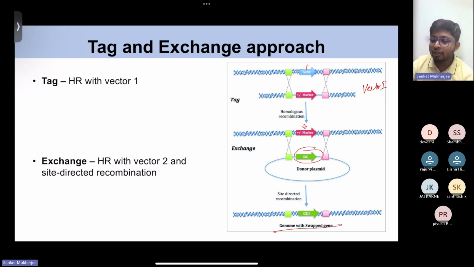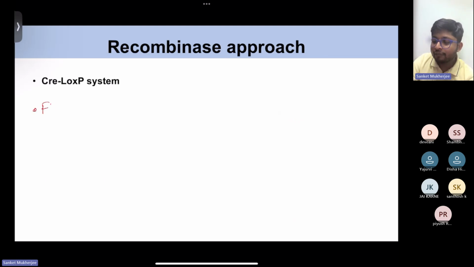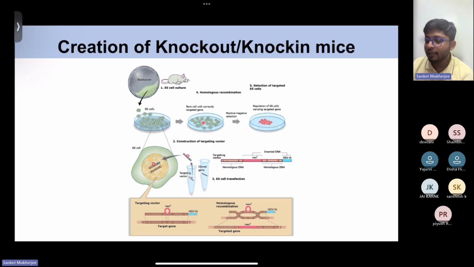Recombinase approach, we've already talked about the Cre-lox system. We talked about FLP, FRT systems. These are how recombinases can be used for deletions or insertions, as a matter of fact. So for creating knock-in or knockout mice, how to go about this process. As we already said, if we are talking about embryonic stem cells, there we are talking about the blastocyst, which has an inner cell mass. These are pluripotent cells. We take these cells and then we construct a targeting vector.